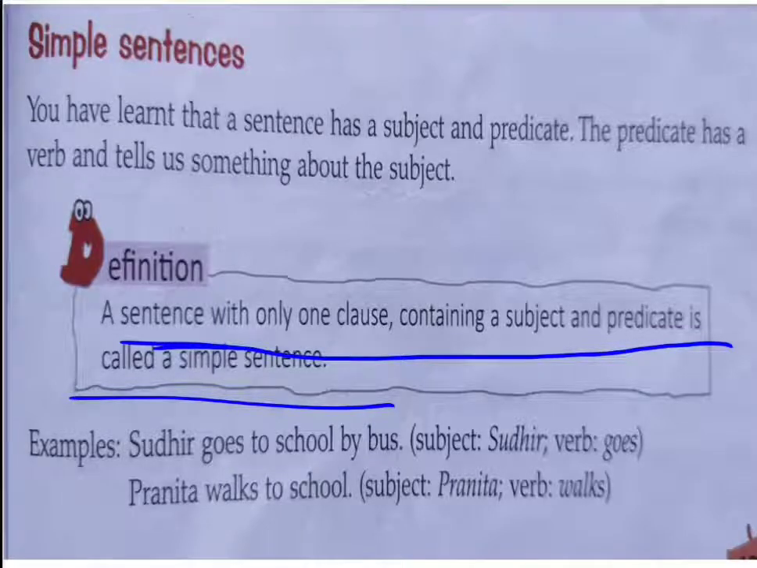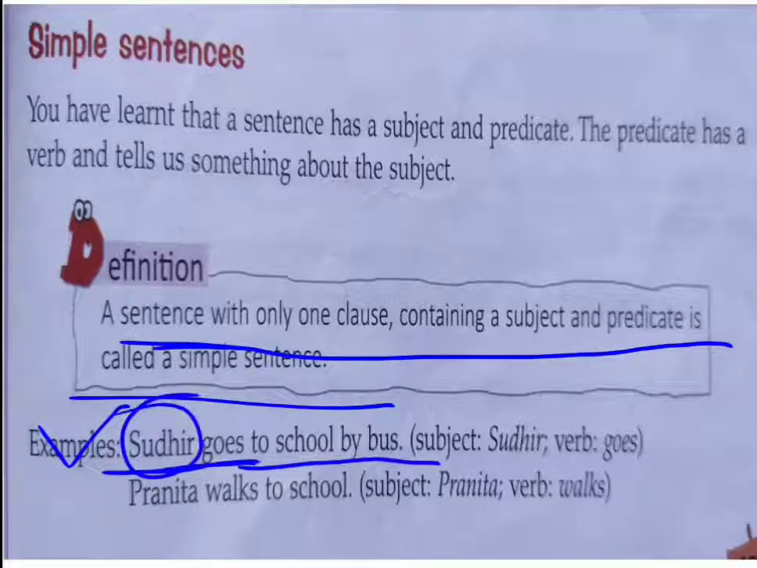What is a clause? In a clause we can get subject and predicate, but not a complete meaning. But a sentence will say complete sense. So here a clause will come with a complete meaning. Look here: Sudhir goes to school by bus. Here, Sudhir goes is known as a clause. But here the whole sentence is given: Sudhir goes to school by bus. As we know, Sudhir is the subject. Goes to school by bus is known as the predicate.